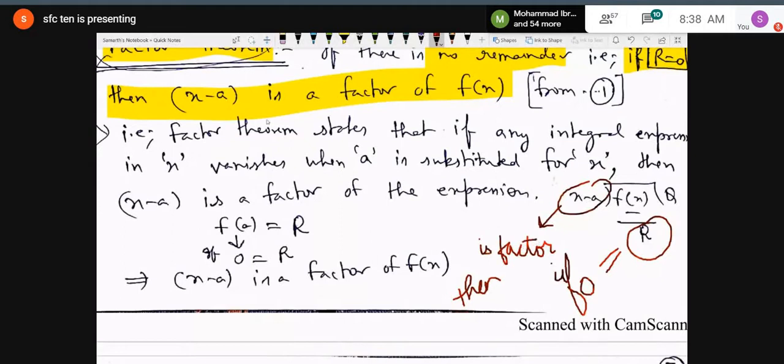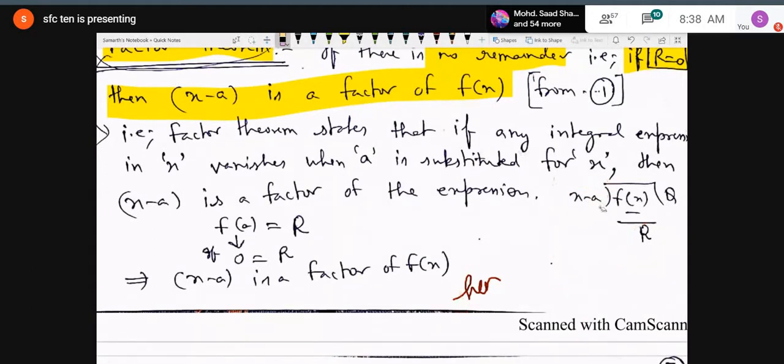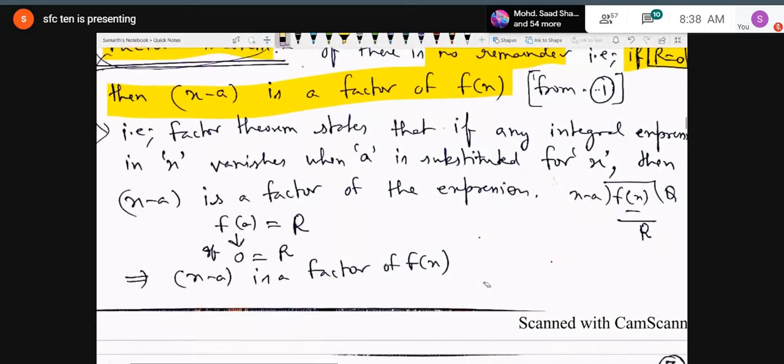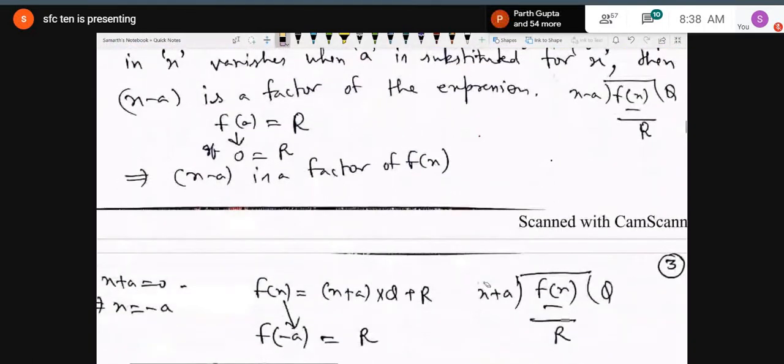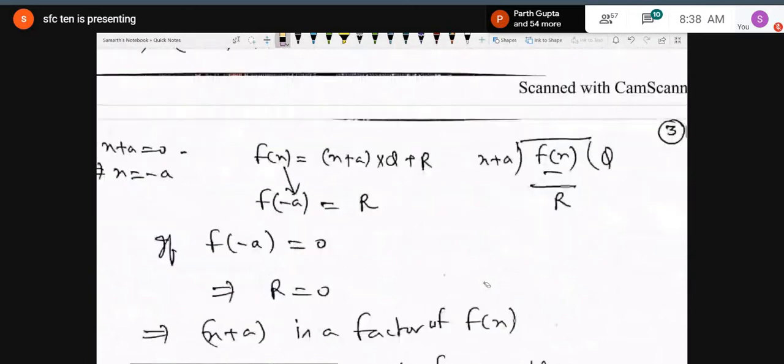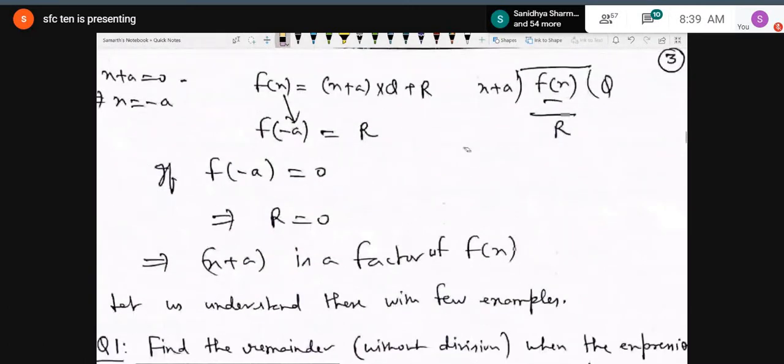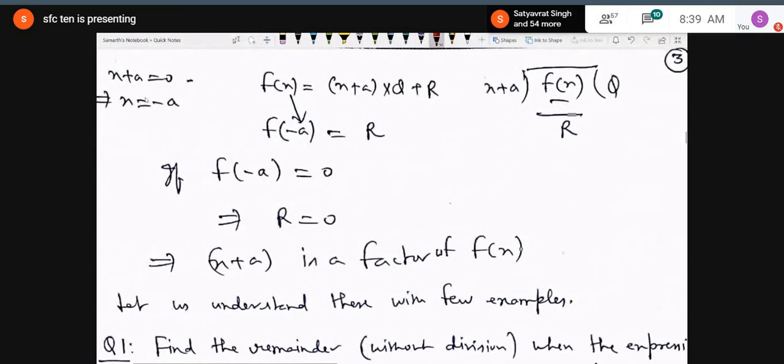Okay, now let us understand in a better way by some more examples. Like I've proceeded in this case only. Suppose x plus a equal to 0. You are dividing the function f(x) by x plus a. Instead of x minus a, if I divide it by x plus a, then x plus a equal to 0, or x is equal to minus a, then you can write the remainder is equal to f(-a). And if f(-a) equal to 0, that is r is equal to 0, the remainder is equal to 0, we can say that x plus a is a factor of f(x).